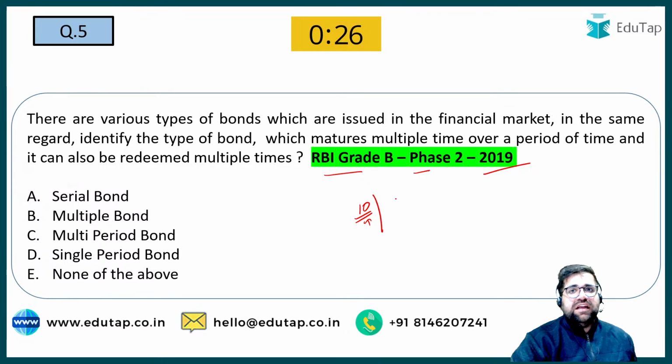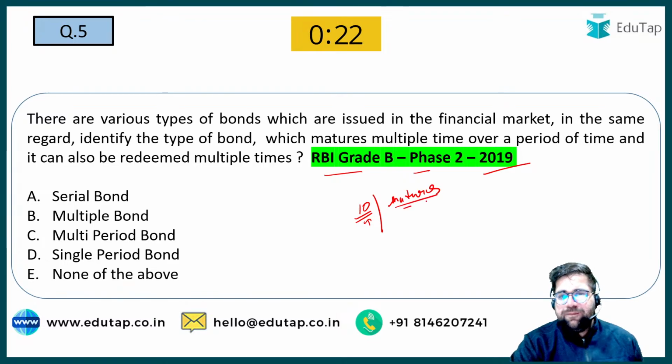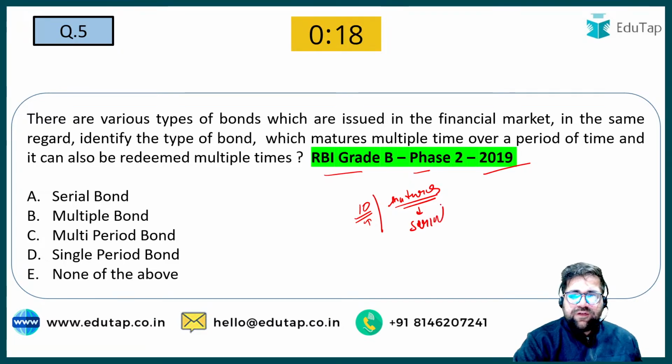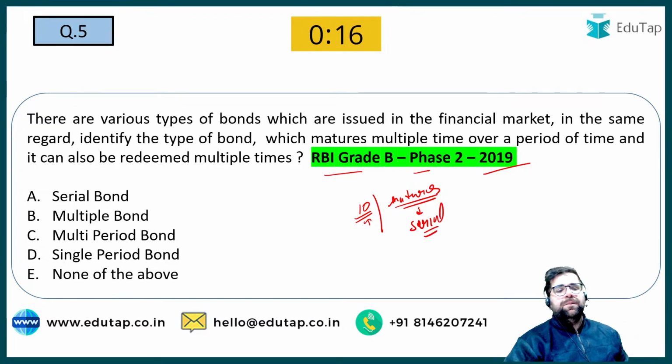But there is a serial bond also. A serial bond matures multiple times, and this bond is known as a serial bond because you are having multiple maturities.